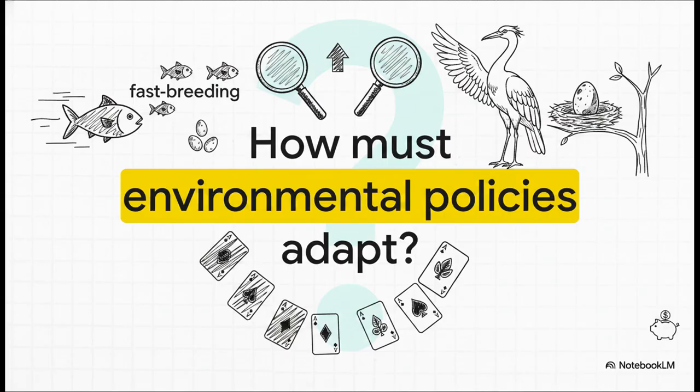How must environmental policies adapt when managing a fast-breeding fish versus a slow-growing bird? We absolutely cannot use a one-size-fits-all approach to conservation. It's impossible. We have to look at the specific cards each species is holding and really understand the unique bets they've placed in the evolutionary casino. Because if we ignore their life history strategies, we seriously risk bankrupting the very ecosystems we're trying so hard to save. So, the next time you hear about a new conservation plan, ask yourself, are they protecting the day traders or the long-term investors?